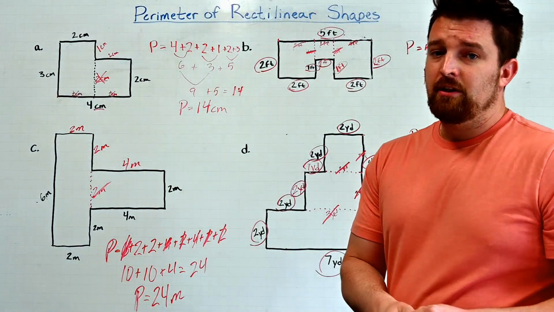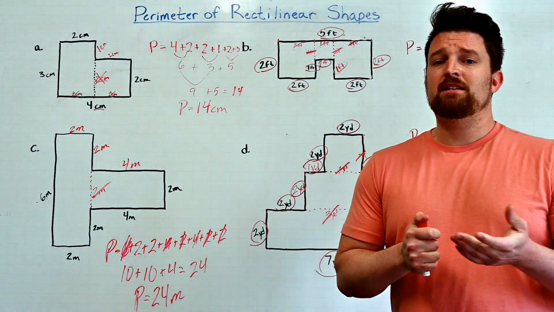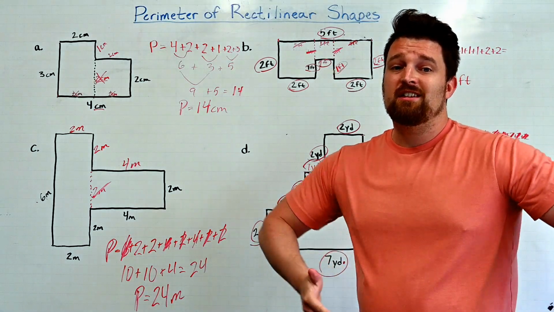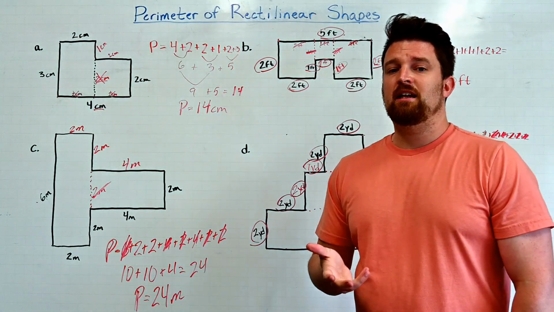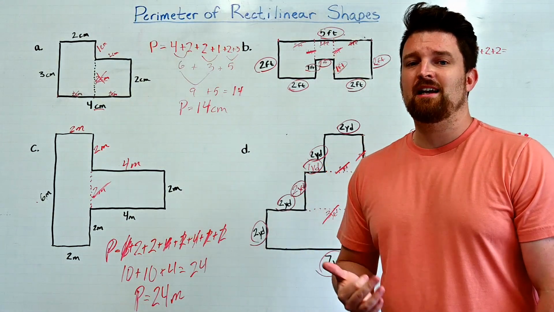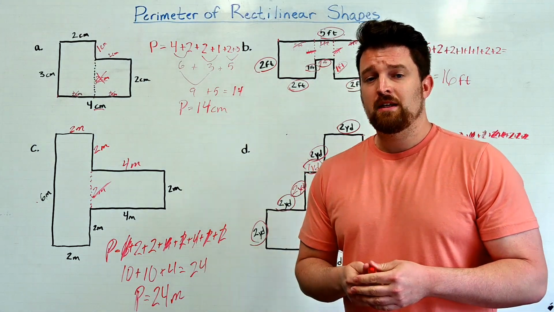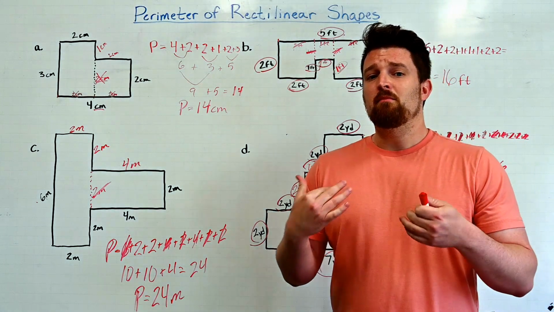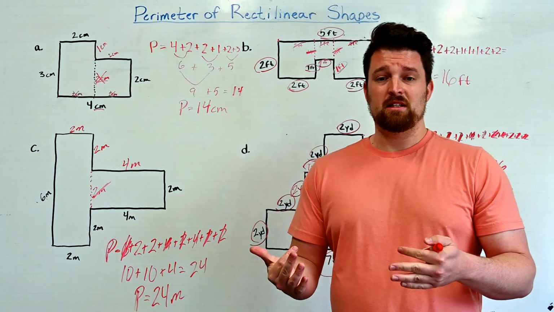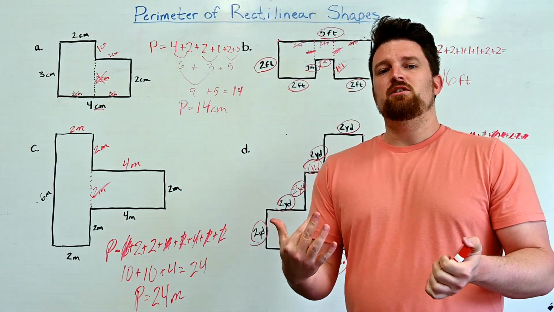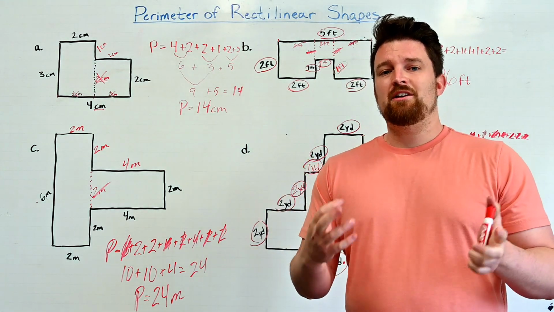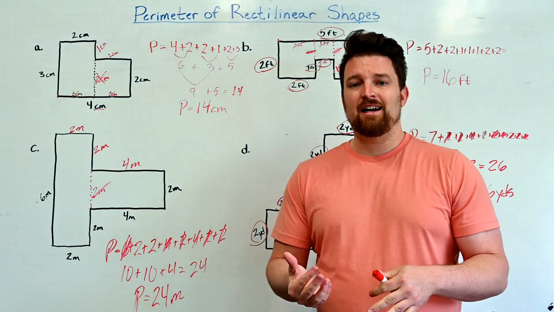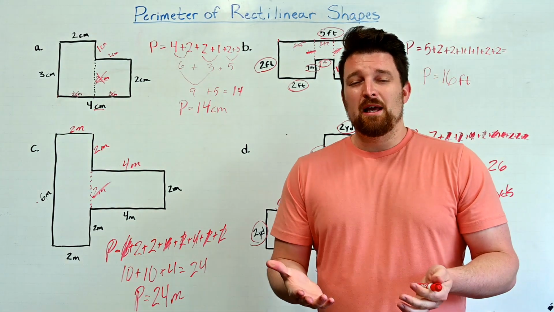So let's recap really quick. When you're finding the perimeter of rectilinear shapes, there's a couple things that you want to make sure you do. The first thing is you should hunt for any missing side on the shape, because with a missing side, you cannot find the perimeter. The second thing you need to do is cut that rectilinear shape into multiple rectangles or sometimes squares, so that you can use the attributes of squares and rectangles to help you find missing sides.